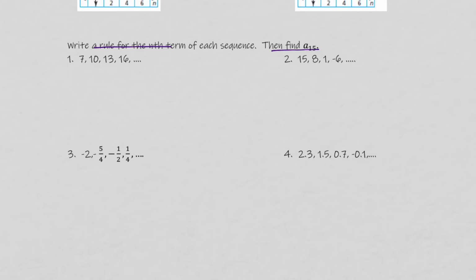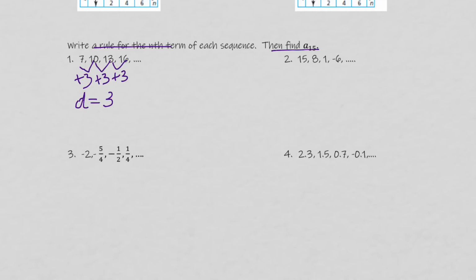Let's look at the sequence 7, 10, 13, 16. I'm going to look and see if it's arithmetic or what's going on with it. So I'm going to notice, hey, 7 to 10 goes up by 3, 10 to 13 goes up by 3, 13 to 16 goes up by 3. So this is arithmetic, and my d equals 3. My common difference is 3.